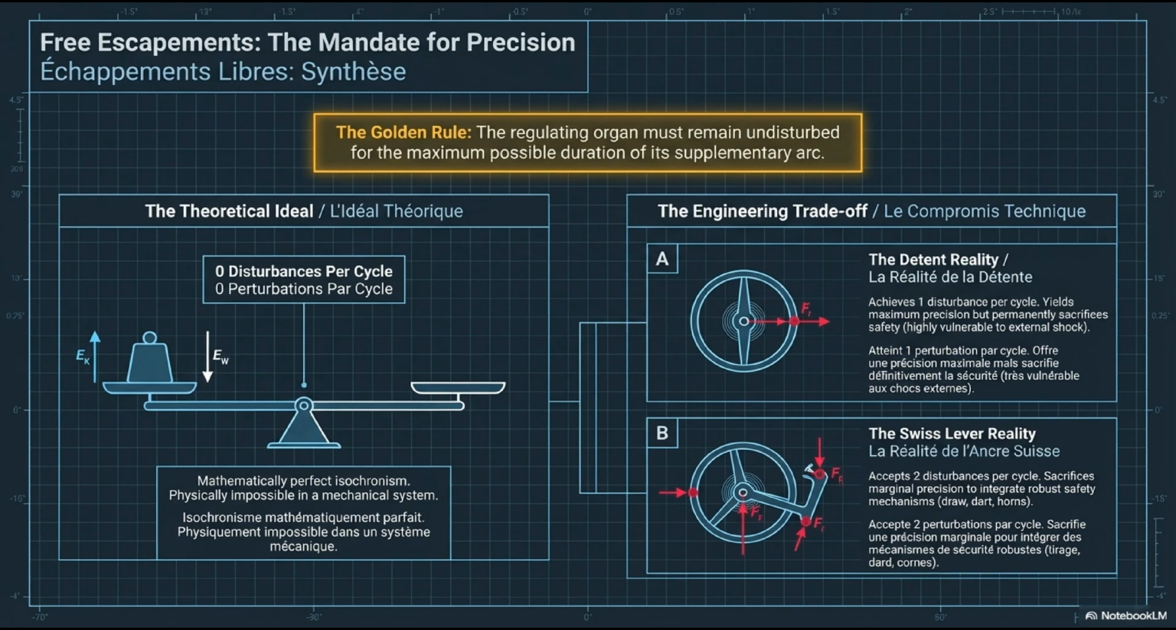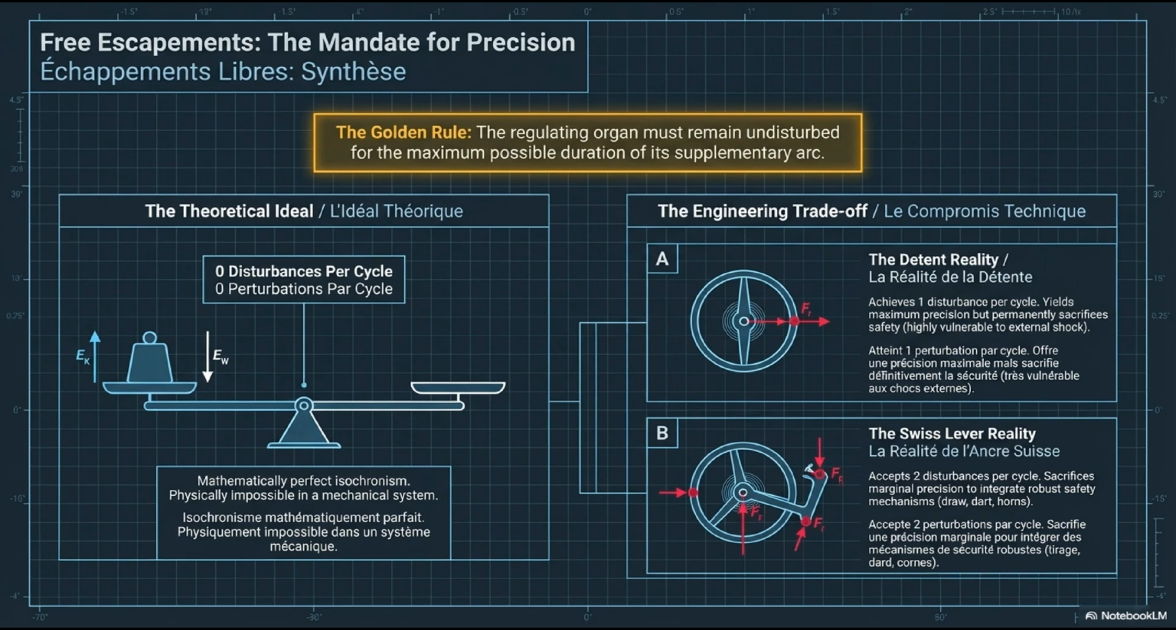Right panel, the engineering trade-off. 2 real-world solutions, side by side. Option A, the detent reality, achieves 1 disturbance per cycle. The balance is contacted only on the descending arc. This yields maximum precision. But it permanently sacrifices safety. The passing spring is catastrophically vulnerable to shock-induced tripping. 1 sharp jolt and the chronometer stops.